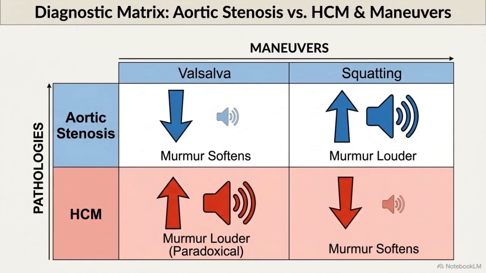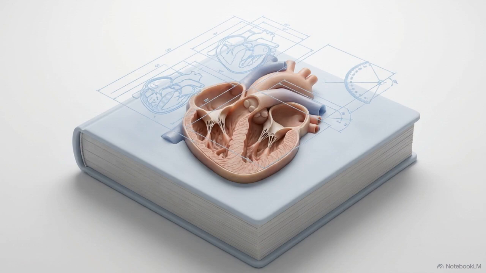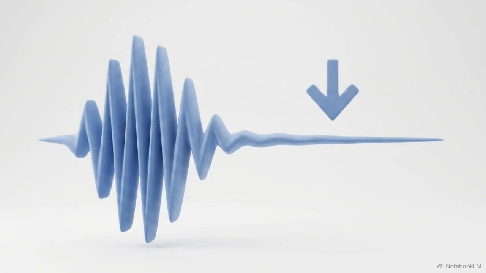We can formalize these physical exam heuristics into a clean diagnostic matrix. The x-axis tracks our two maneuvers, Valsalva and squatting, and the y-axis tracks our two pathologies, aortic stenosis and HCM. For the standard fixed lesion of aortic stenosis, the murmur gets quieter under Valsalva and louder under squatting. For the dynamic obstruction of hypertrophic cardiomyopathy, the results invert. The murmur gets louder under Valsalva and quieter under squatting. By deliberately manipulating preload, you can reliably reverse engineer the hidden internal architecture of the patient's heart using nothing but a stethoscope. Most heart murmurs will quiet down when venous return decreases.